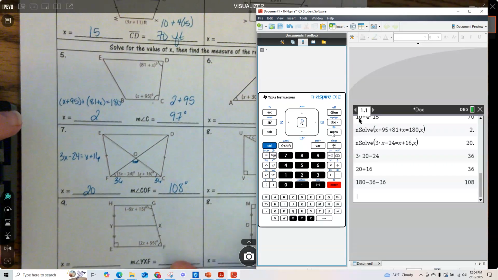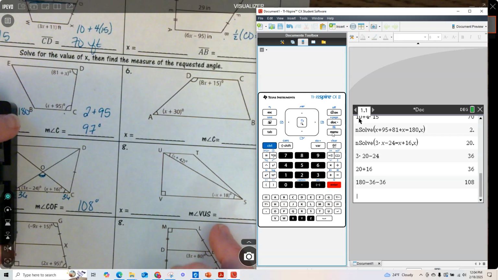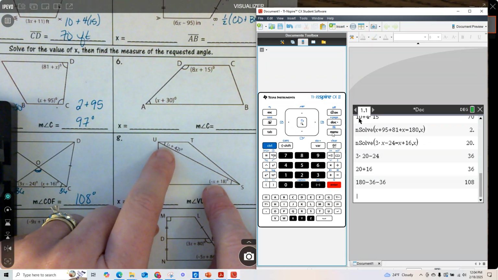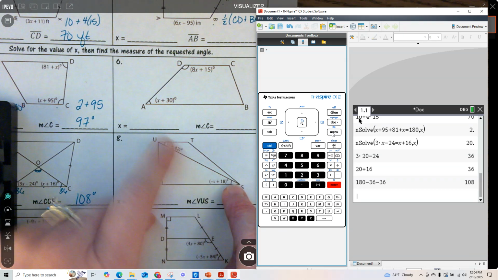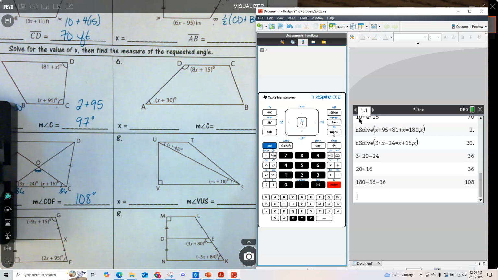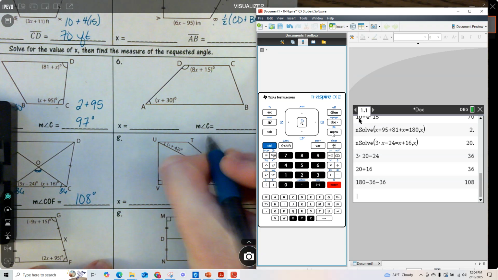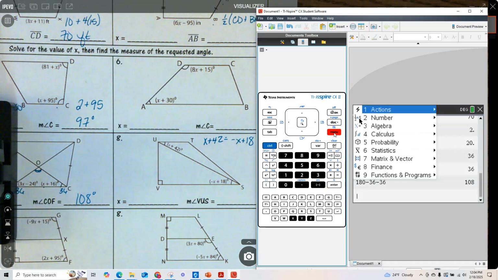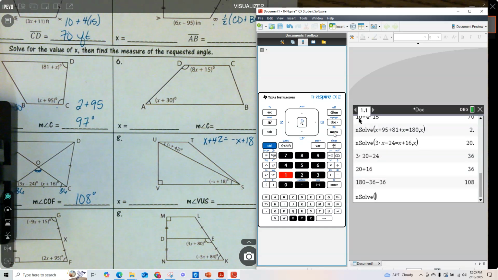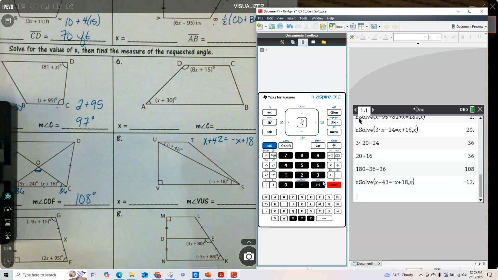All right, and one like this. Notice the congruency marks here and here. That means this angle is equal to this angle. So you have to pay attention. If they give you those marks, that tells you what to do. So we can set those two equal to each other. And I can do menu 3-1. Comma x, and x is negative 12.